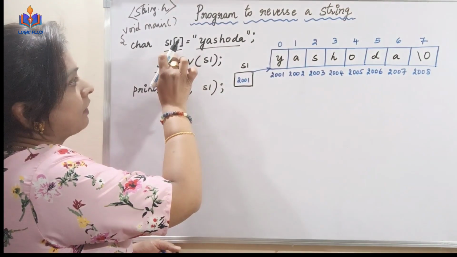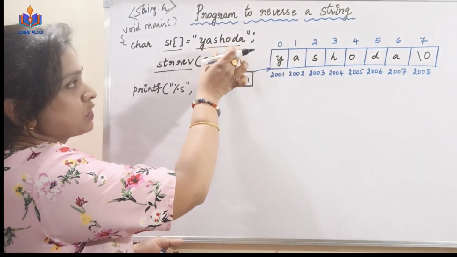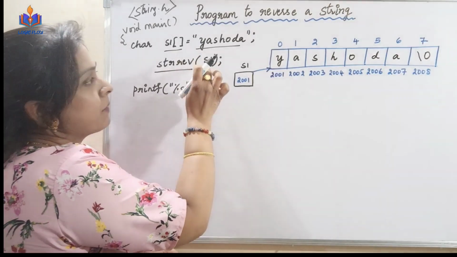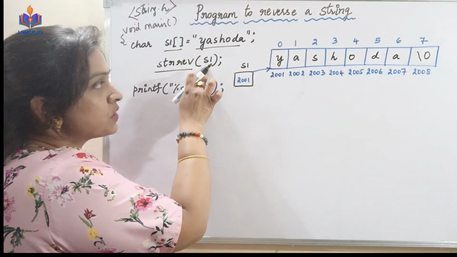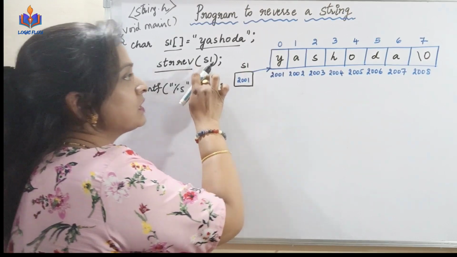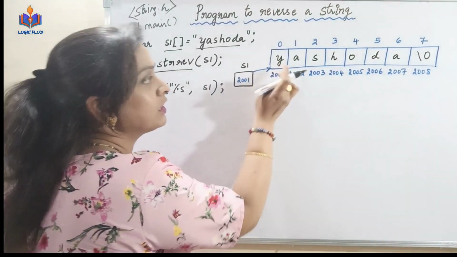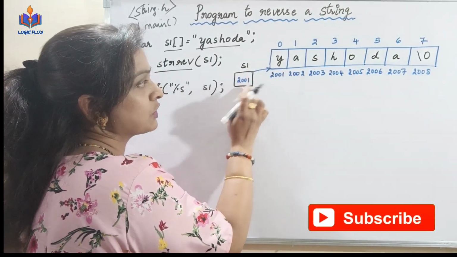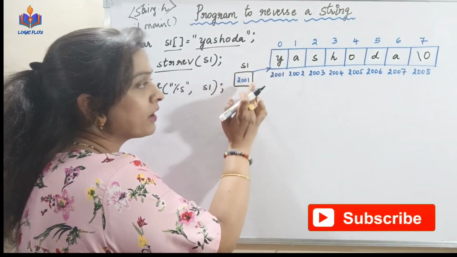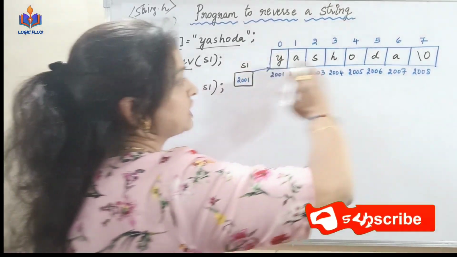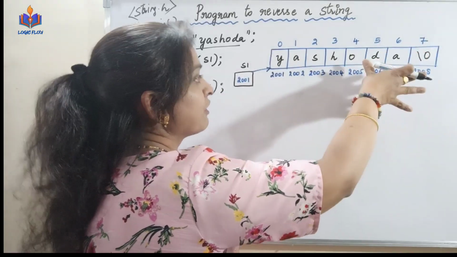So we have the character array initialized to Yashoda, and we need to reverse this. I am using string reverse and passing the string. The array name gives you the base address, so it is acting as a pointer to this string. S1 will have the base address, so it is pointing to 2001, where I have the sequence of characters, and this will be reversed.